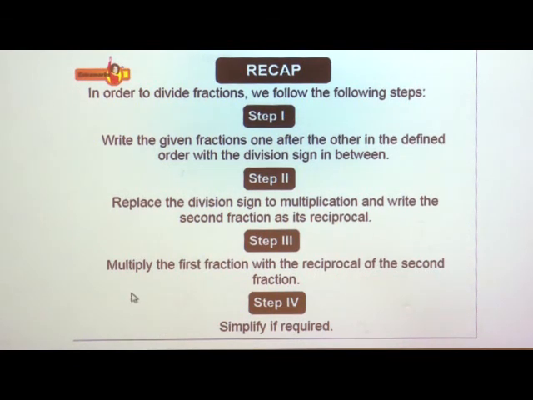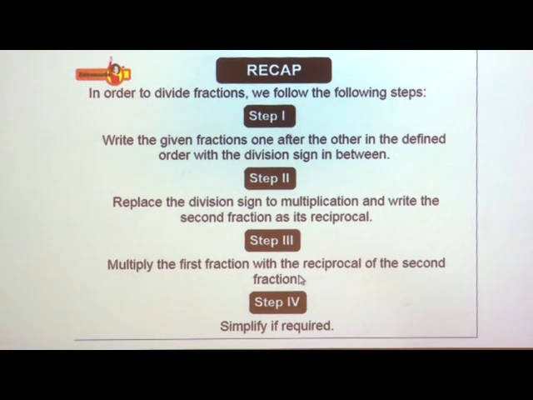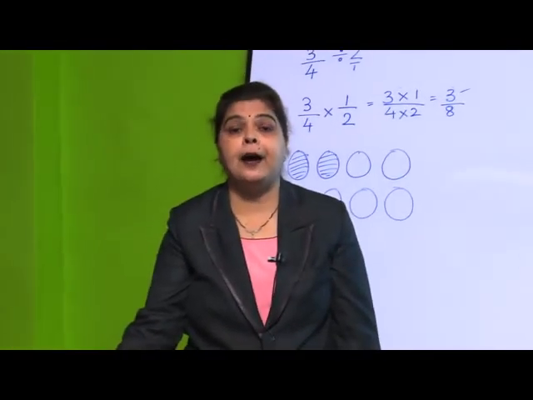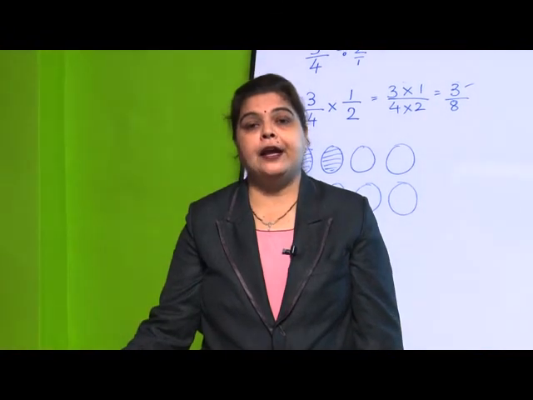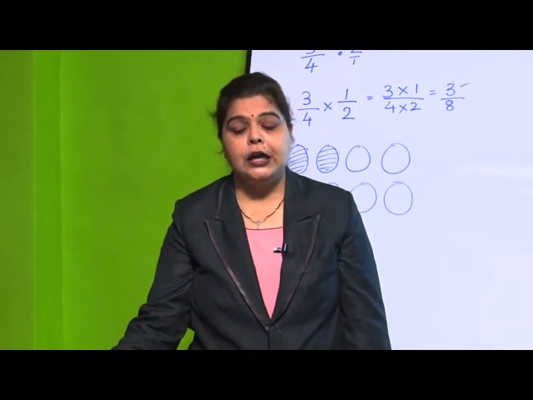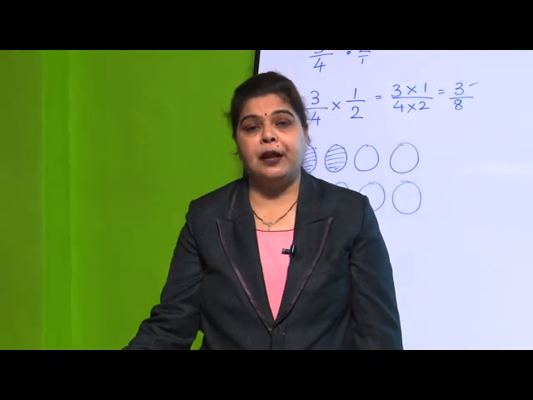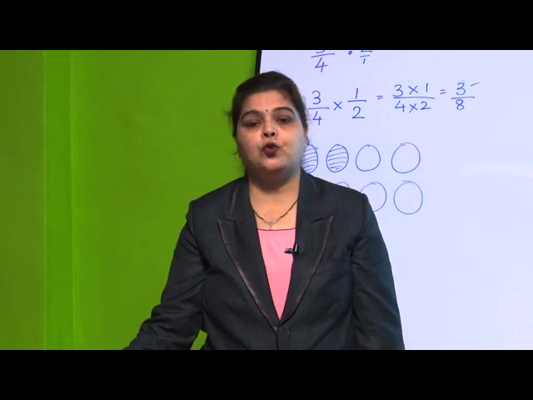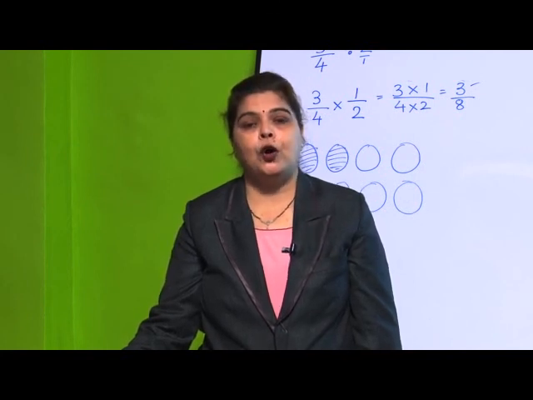Next step we will follow, multiply the first fraction with the reciprocal of the second fraction. After getting a reciprocal, that fraction should be multiplied to the first fraction. In which way? Yes, you are right, numerator multiplied by numerator and denominator multiplied by denominator. So, we will get the resultant fraction, and the last step is simplify. What we have to do? Yes, if it is possible, we have to reduce it into the lowest form.